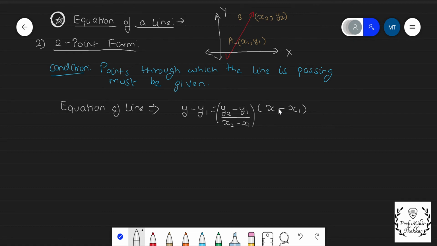Otherwise, if you open your books and see, probably you might be given something like this: y minus y1 upon y2 minus y1 is equal to x minus x1 upon x2 minus x1. So it is completely our choice whether we remember the first formula or the second formula. Ultimately, when we are simplifying, the final answer will always be the same. Okay. So once again, let us take an example for this.